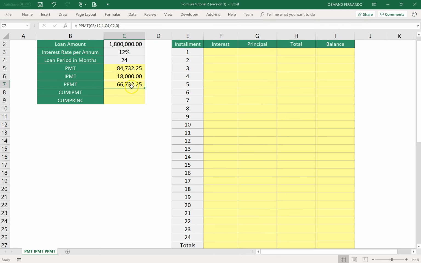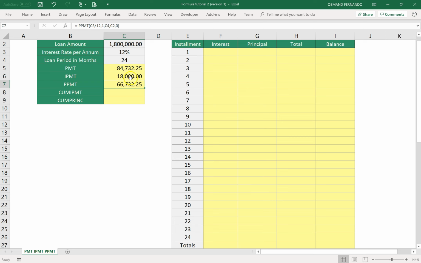You can see the principal portion for period 1 is 66,732.25. When you sum up, you can see 84,732.25. It's equal with this one. That is how we calculate the total amount for the installment every month, and also the interest portion for the first period and the capital portion for the first period.